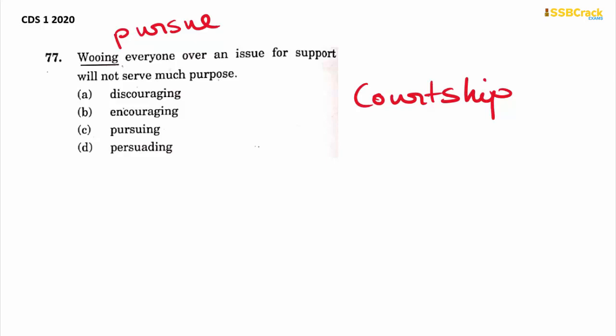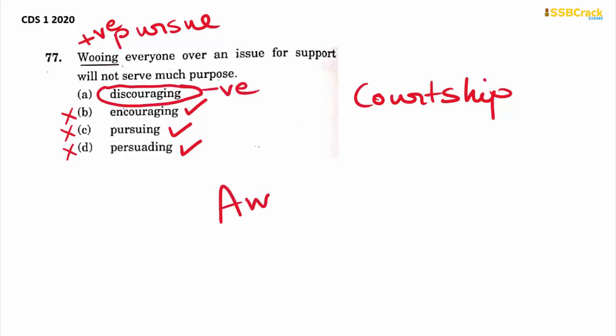So if you see here, wooing has these four options: discouraging, encouraging, pursuing and persuading. Wooing is a positive word. Encouraging, pursuing and persuading are all positive words. So these cannot be the antonyms of wooing. The only word left is discouraging, which is a negative word. So obviously now you can understand that your answer here shall be option A.